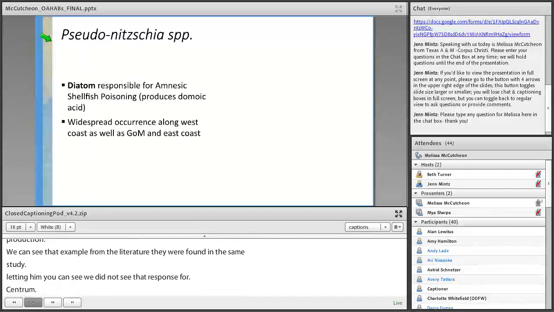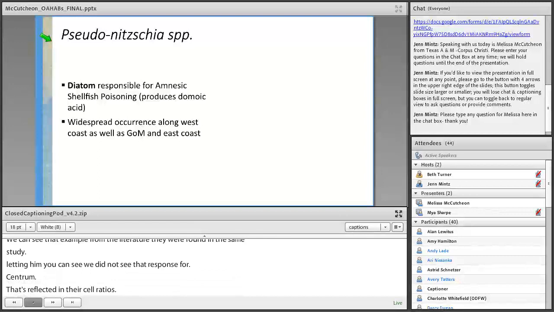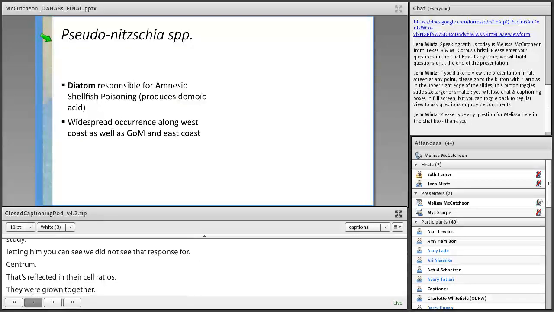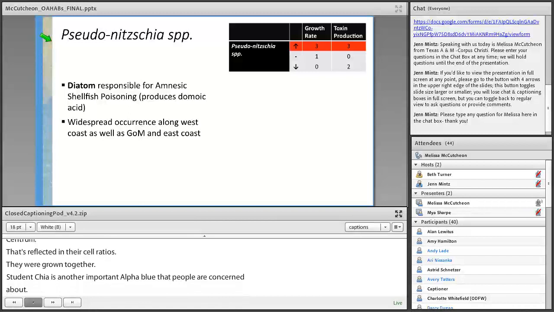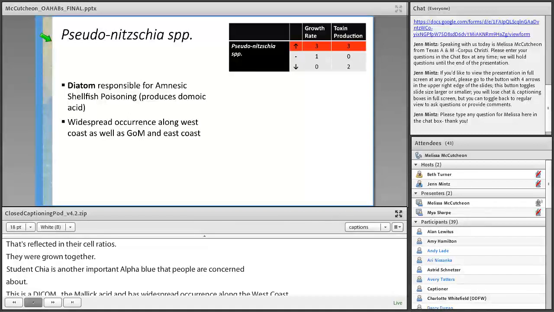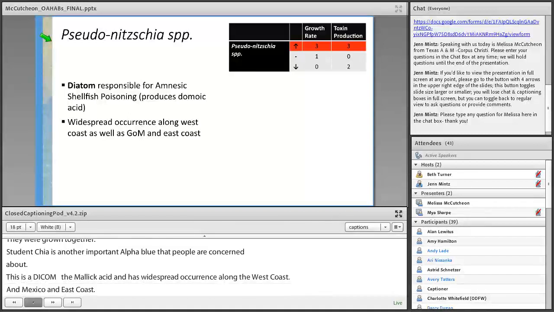Okay, Pseudo-nitzschia is another really important harmful algal bloom that people are concerned about. This is a diatom responsible for amnesic shellfish poisoning, producing domoic acid, and it has pretty widespread occurrence along the west coast, also Gulf of Mexico and East Coast. So what we see for it is there are several studies that showed that in response to ocean acidification, there was an increase in growth rate or toxin production, but there are also conflicting studies.